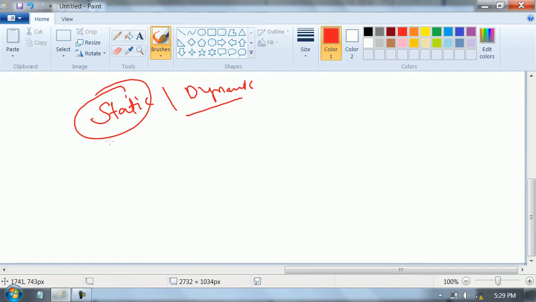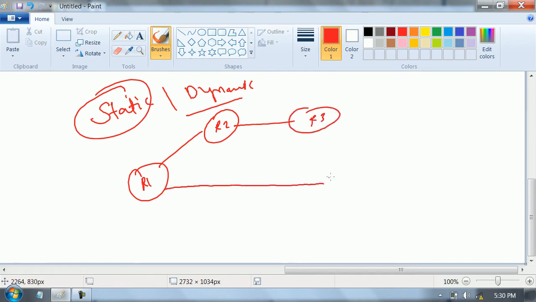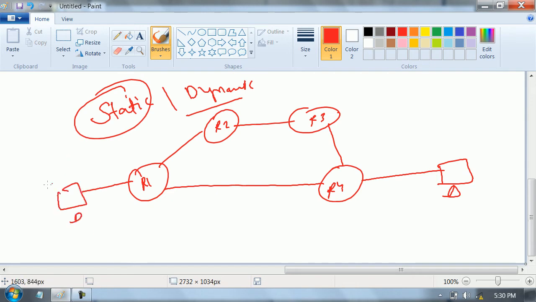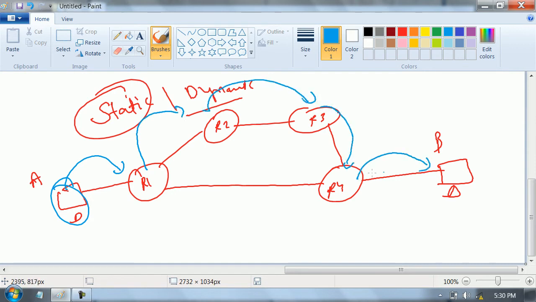Now guys, say this is my network: R1, R2, R3, R4. This is A, this is B. A wants to talk to B. What will A do? A will go to R1. Now, if I talk about static, static means it's my wish. Either I define the path like this, or I define the path like this. But what's the problem?